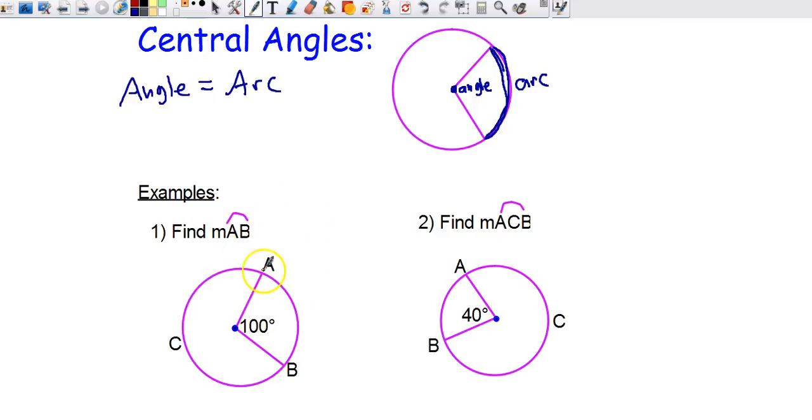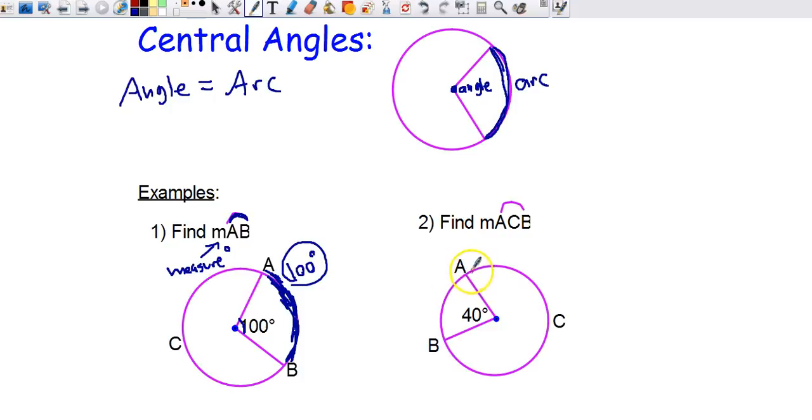So how you do these problems: if you see this little curve there, that's talking about the arc. The little m means measure of that arc, which means anytime you see the m, you want a degree. Always want a degree. So arc AB, that's this part of the circle right here. That degree around the whole circle is 360, but this degree represents the same measure as that angle. So that's just going to be 100 degrees. It's right there.